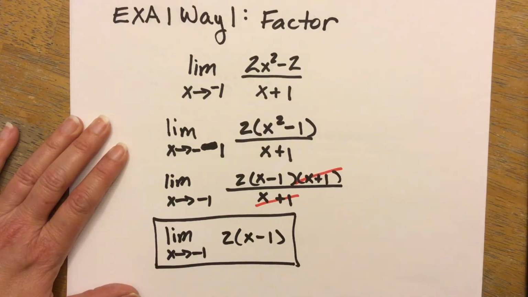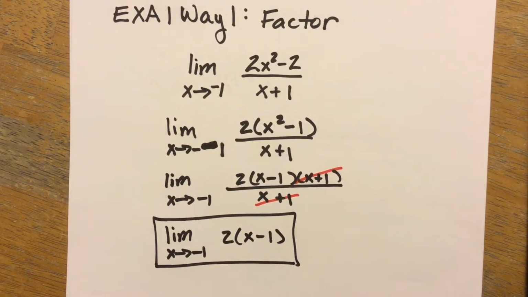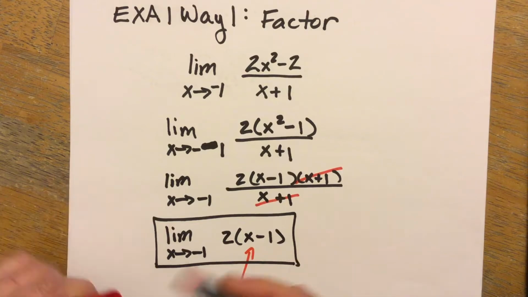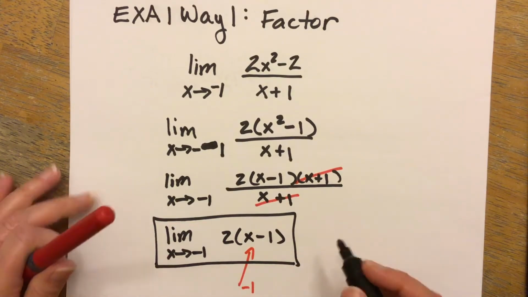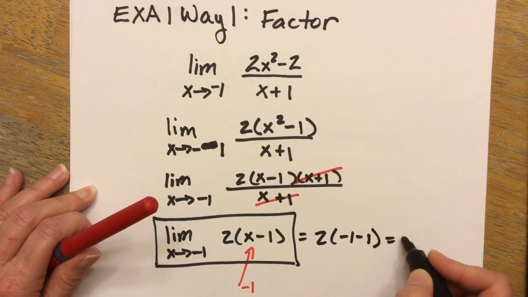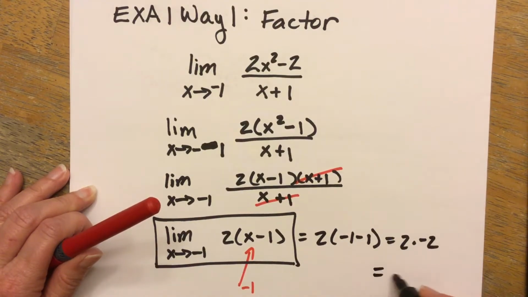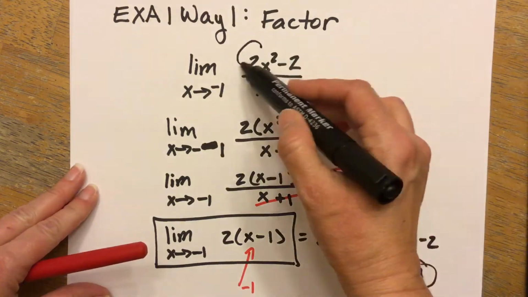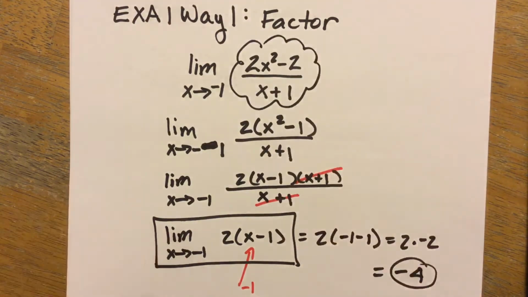We're now going to be able to substitute the negative 1 anywhere we see an x. So we're going to put a negative 1 there. So we get 2 times the quantity, negative 1 minus 1, which is 2 times negative 2, which gives us a final answer of negative 4. So this is saying the closer and closer this gets to negative 1 from the left and the right, that we are approaching the number negative 4.